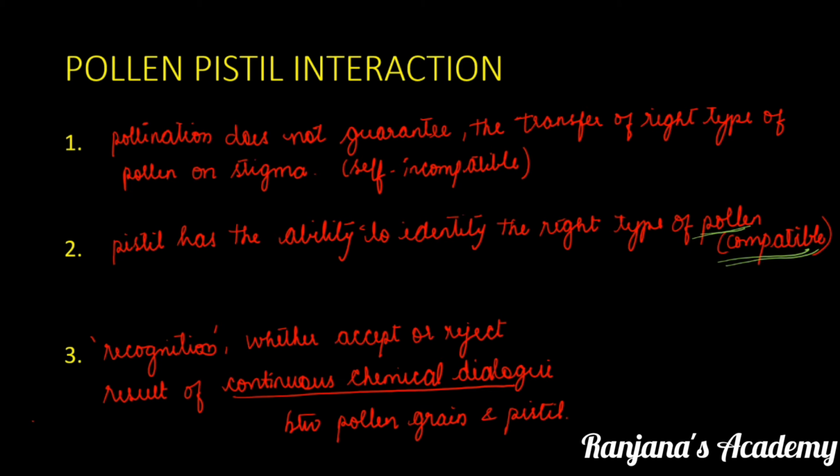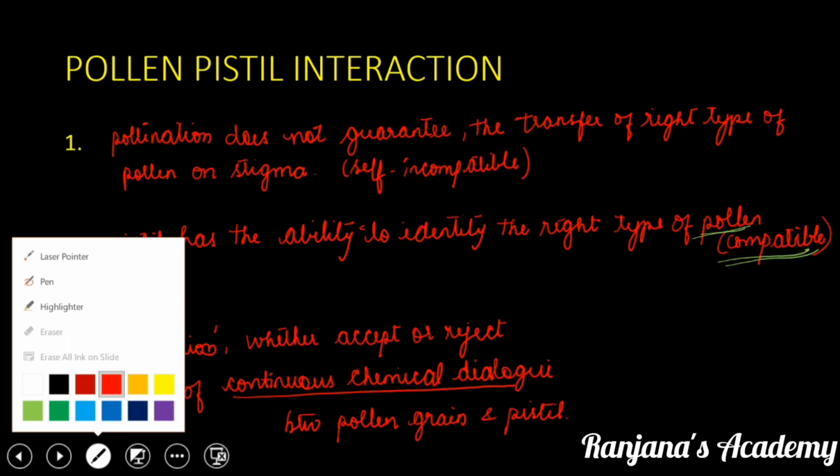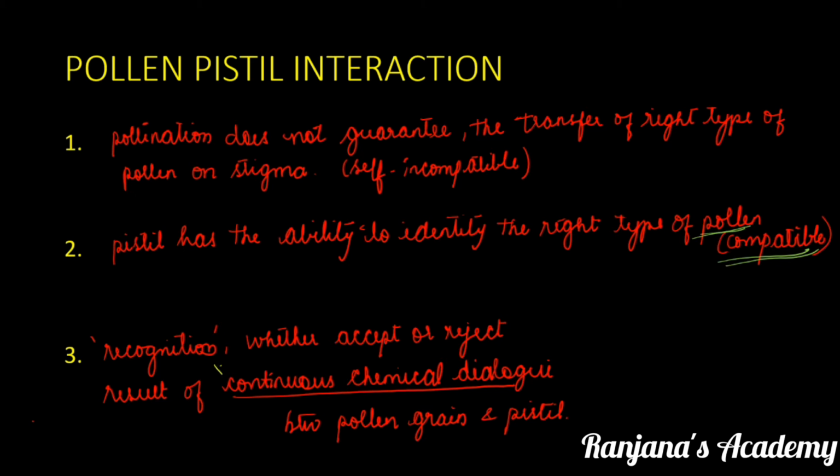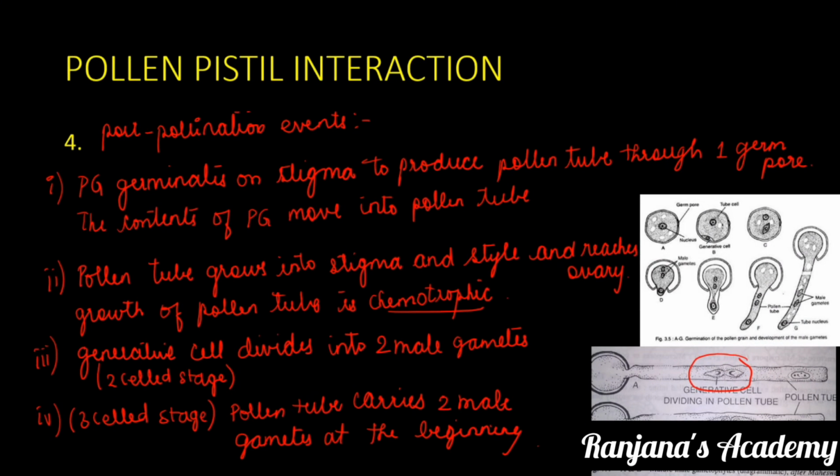It will tell the pollen grain. And how does it do this? How does this recognition process take place, by accepting or rejecting? This takes place by the continuous chemical dialogue between the pollen grain and the pistil. Yes, so there takes place a continuous chemical dialogue between the pollen and the pistil, right? Okay, now this is the interaction between them. Now after pollination, what are the post-pollination events?